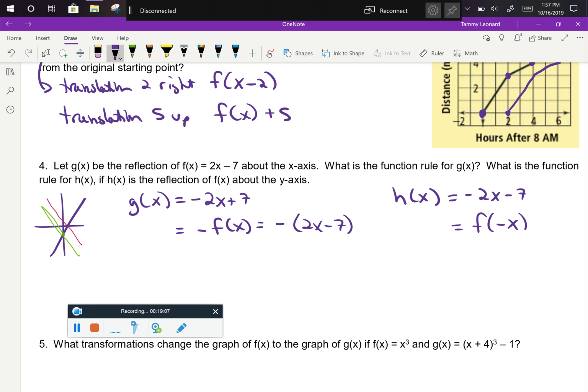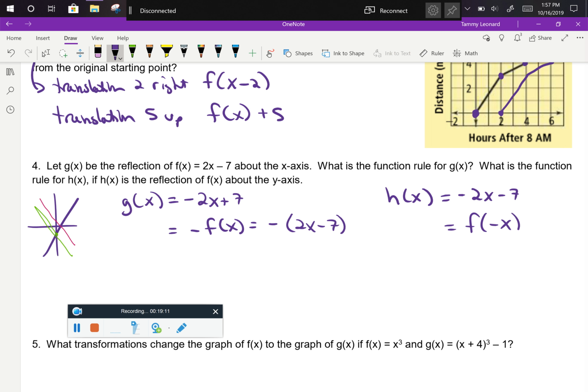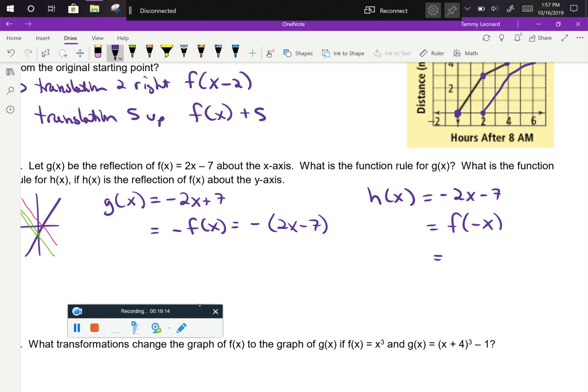My outputs are staying the same. My inputs are what's moving, right? My x values are going to be different. So if I think about that, I'm replacing x with negative x. That's what's actually happening algebraically. And when I simplify that, I get negative 2x minus 7. So if I want to reflect across the x-axis, I take the opposite of the entire function as written. Whereas if I want to reflect across the y-axis, I just take the opposite of x and then simplify my expression.